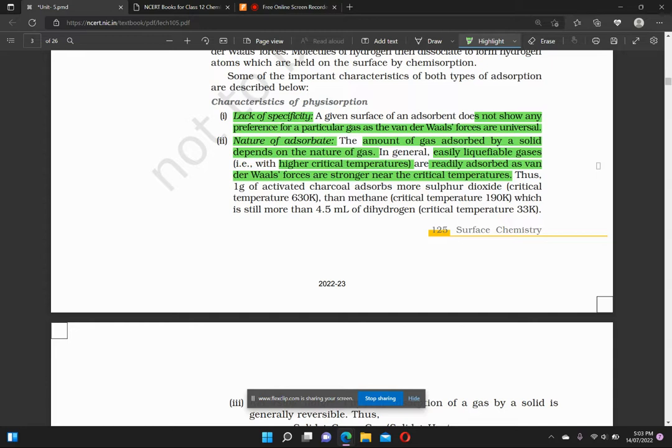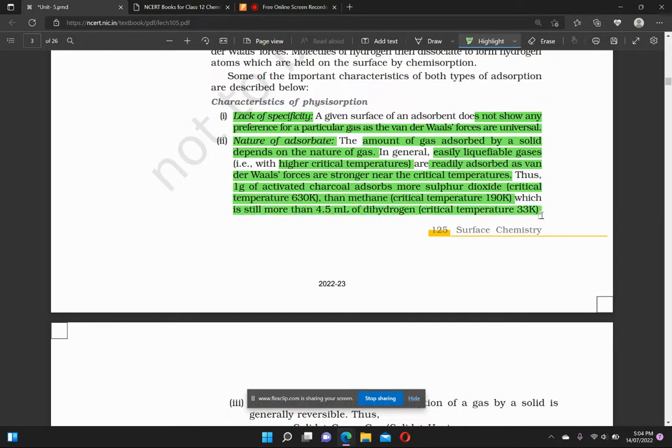Okay. Then the next point is also important: 1 gram of activated charcoal adsorbs more sulfur dioxide, whose critical temperature is 630 kelvins, than methane, whose critical temperature is just 190 kelvins. It is still more than 4.5 milliliters of dihydrogen, whose critical temperature is 33 kelvins.